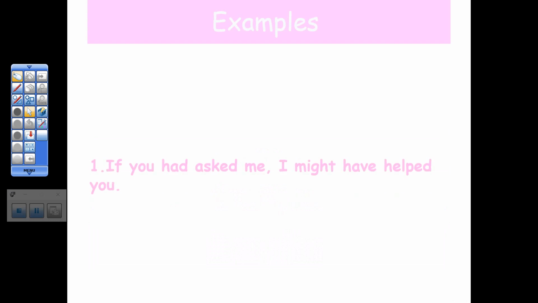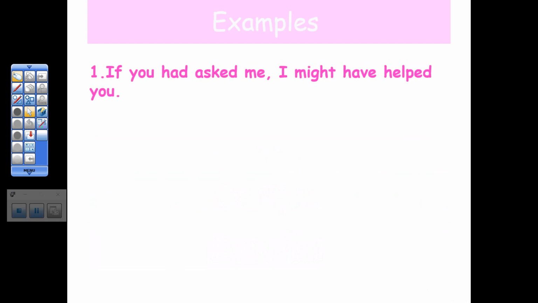Here we have examples on if type 3. Let's start with the first one. If you had asked me, I might have helped you. And you can also say, I might have helped you if you had asked me, but you have to omit the comma.